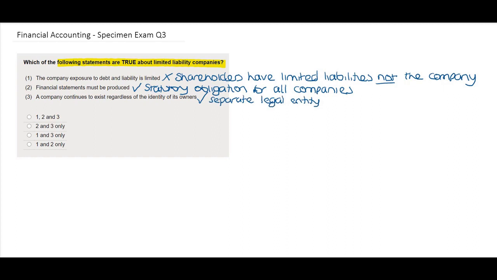So by reviewing these statements, we can see that the second and the third statement are true. And looking at the options for our answers provided, we can see that our second option, 2 and 3 only, is the correct answer.